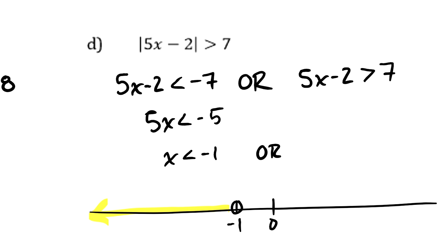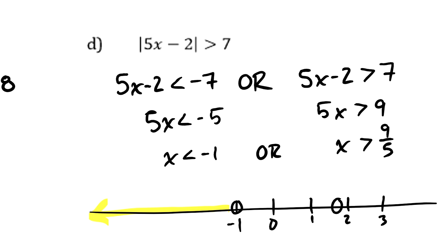Let's look at the other side. I'm going to add 2 to both sides, so I get, again, 5x is now greater than 9, and if I divide both sides of that by 5, I get x is greater than 9/5. So here's 0, 1, 2, 3. I think that's like 1.8. So 1.8 approximately here. About 1.8, but not including 1.8. And then it's everything in this direction.